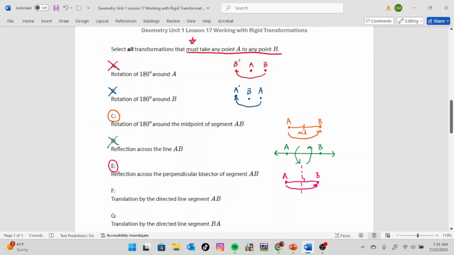Option F, translation by the directed line segment AB. Well, if I have a directed line segment and it's AB, then that means I am taking A to B. So F is correct.